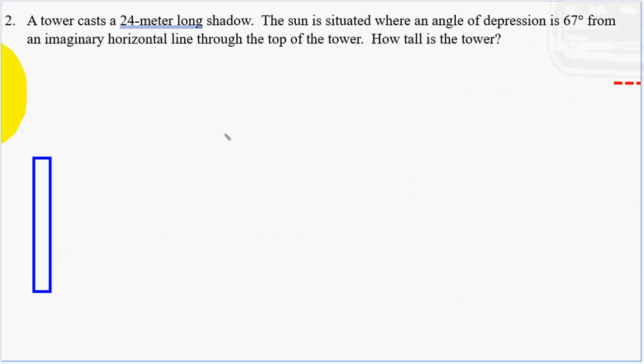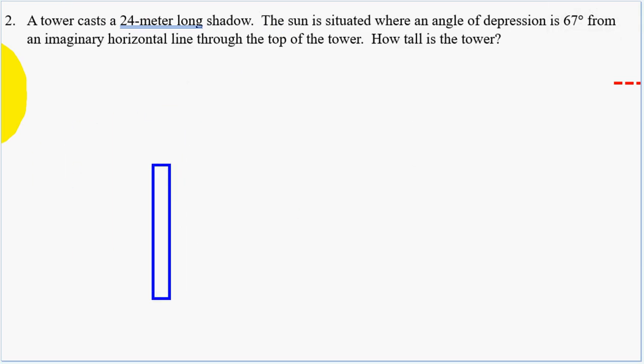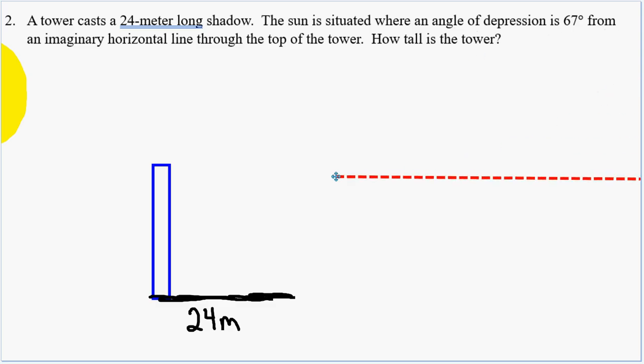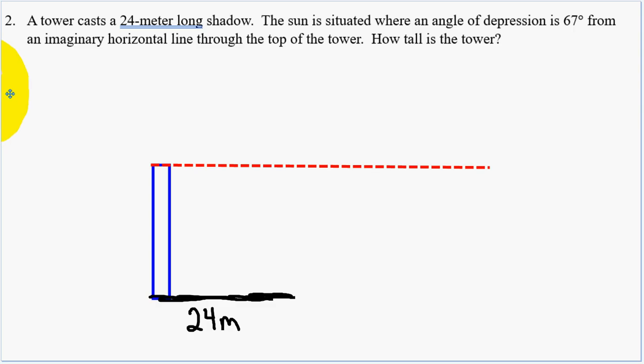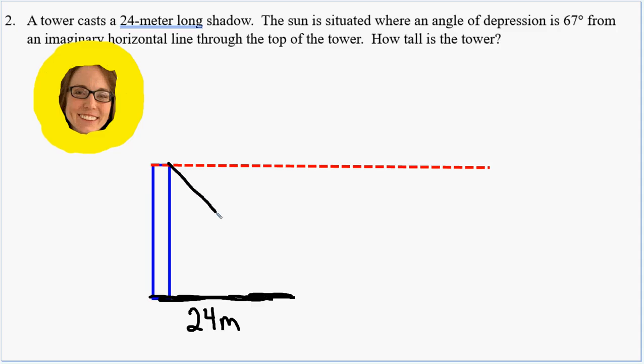Okay, practice problem 2. A tower casts a 24-meter shadow. Here's my tower. I'm going to draw in a shadow. I'll use black ink. And we know the length of that is 24 meters. The sun is situated where an angle of depression is 67 from an imaginary horizontal line through the top of the tower. So here's my imaginary horizontal line, and here comes the sun to cast that shadow. So as that comes down, our angle of depression here is 67 degrees.